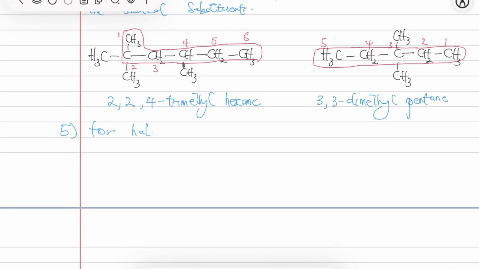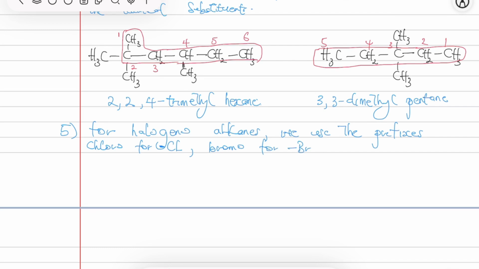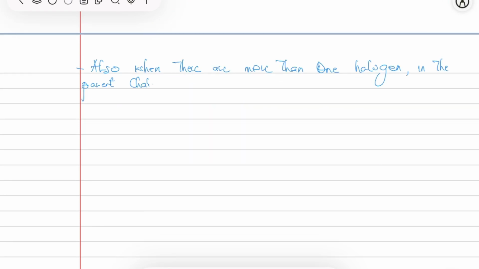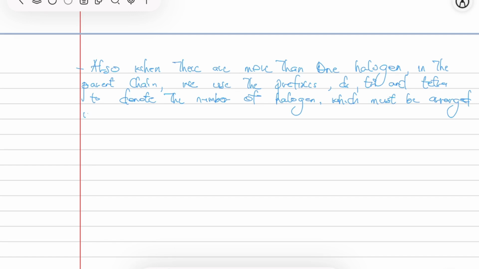For halogenoalkanes, that is, alkanes that contain halogen as a substituent, we use the prefixes chloro when we have chlorine substituent, bromo when we have the substituent containing bromine, iodo when the substituent contains iodine, and fluoro when the substituent contains fluorine group. Also, when there is more than one halogen in the parent compound, we use the prefixes di, tri, and tetra to denote the number of halogens we have in the parent compound, and these halogens must be arranged in alphabetical order.